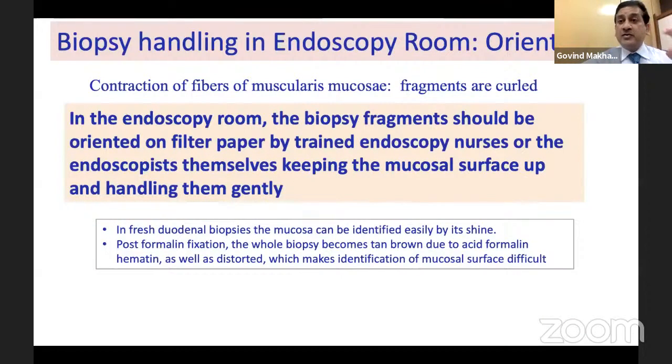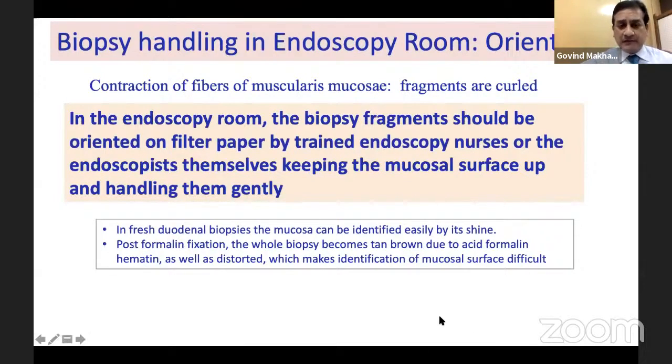Furthermore, as I said, the biopsy must be oriented in the endoscopy room. This is an important practice point. Many of us don't do that, but I think it is worth it: we must orient the biopsy in the endoscopy room. You will know yourself that your diagnostic yield has increased, and your pathologist will be very happy. Otherwise, because your biopsy is not oriented, you miss out on the diagnosis here and there. So orientation is a good practice point, and I think we should do that.